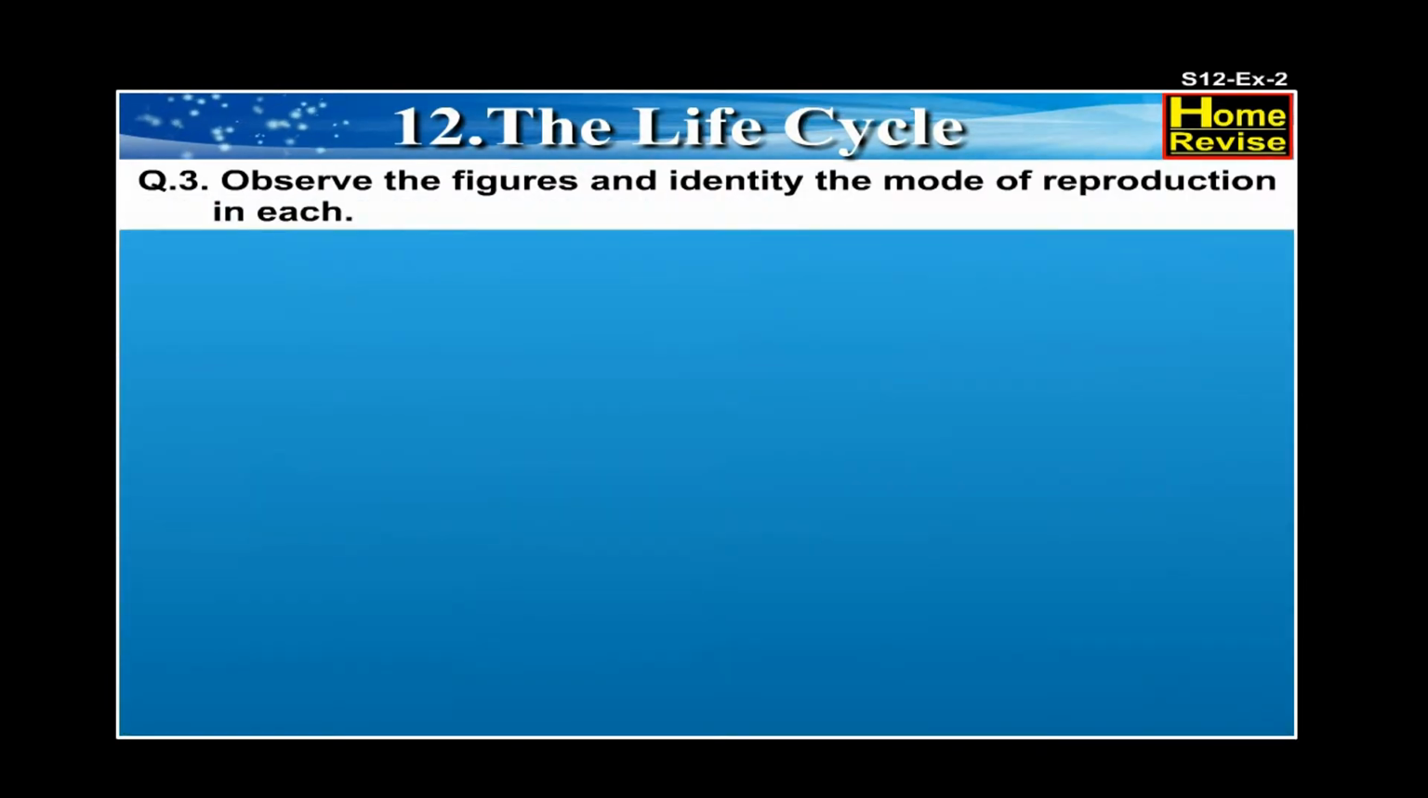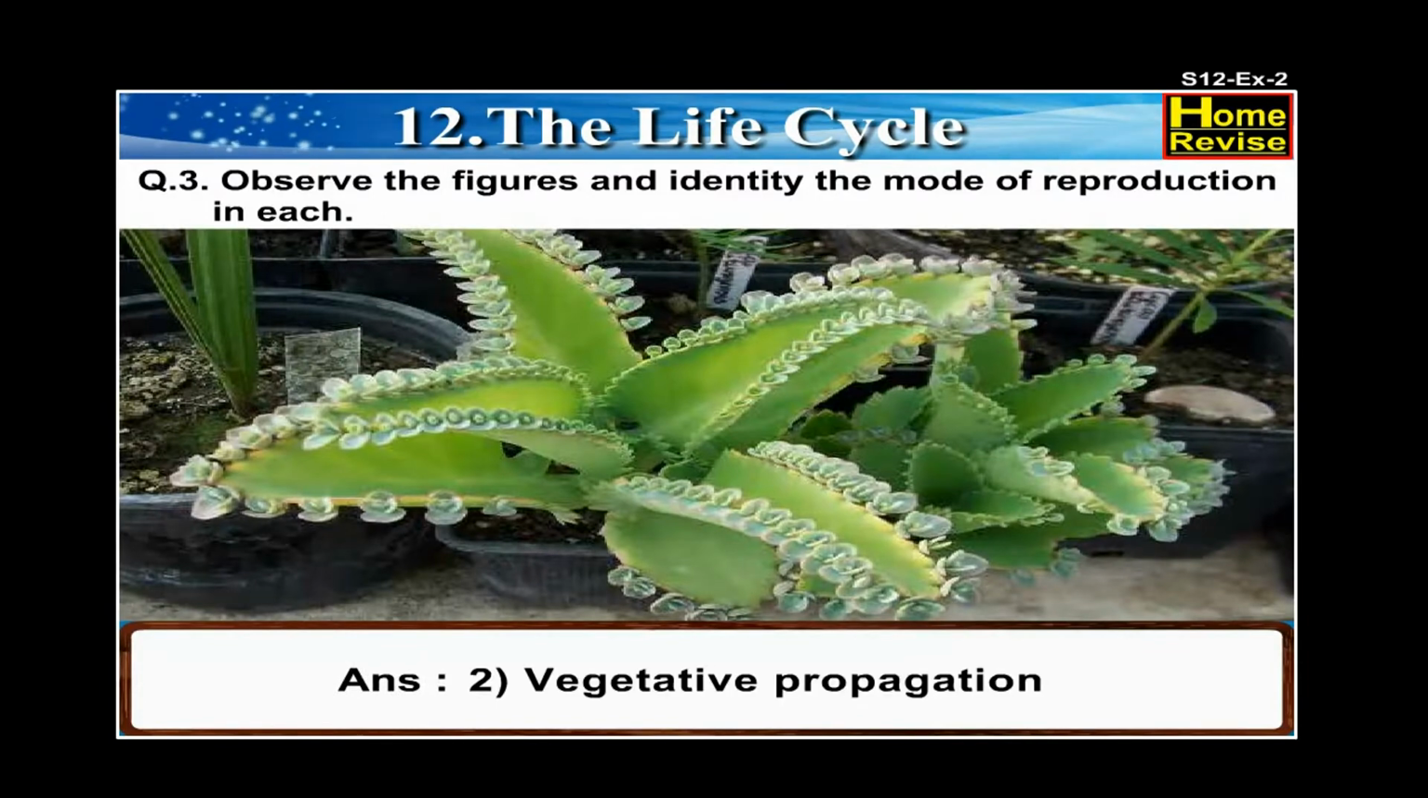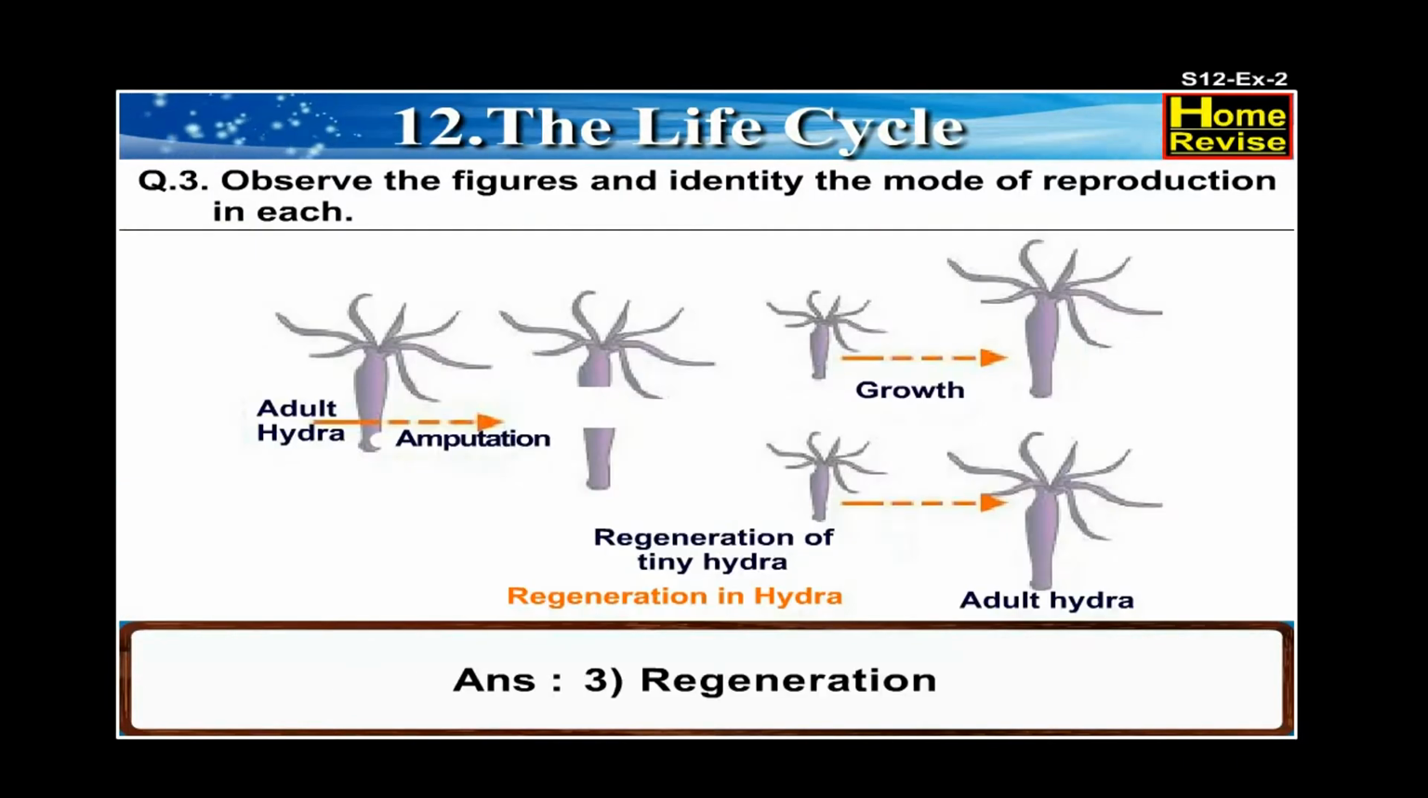Question 3. Observe the figures and identify the mode of reproduction in each. Answer. First, binary fission. 2. Vegetative propagation. 3rd, regeneration.